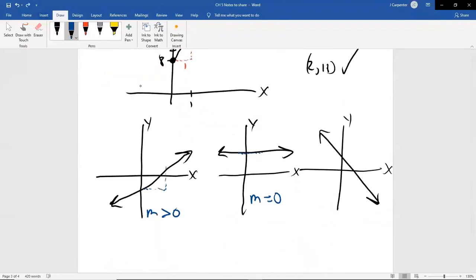And finally, this one, as we go right, remember we're always moving right, this one goes down instead, which says that this is a negative slope. I'm just doing it in a different color to establish that point. No particular reason besides that.